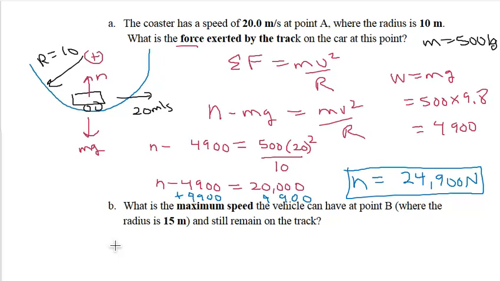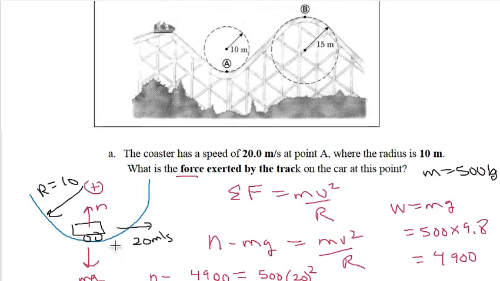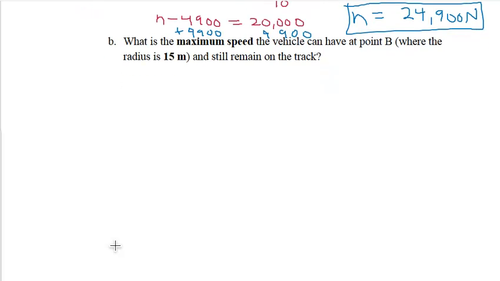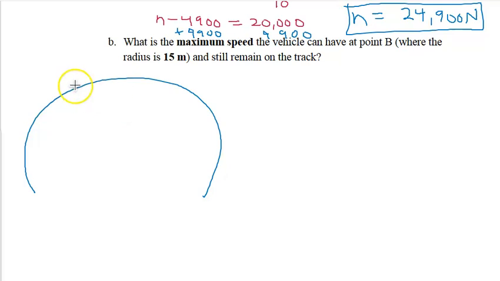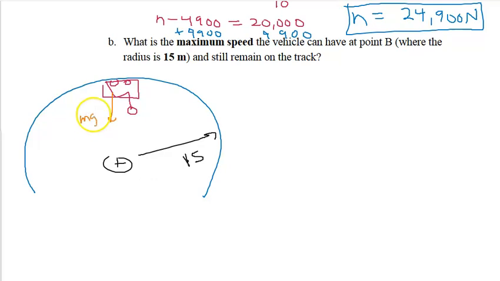Okay, and then question B is, what is the maximum speed the vehicle can have at point B and still remain on the track? So this is good because the other flying off, losing contact, was at the top, and this is flying off at the bottom. Okay, so what do we have? The radius is 15. The person is attracted to the earth with the weight, and the track pushes. So the normal would be down. And we have sum of the forces equals mv squared over r.